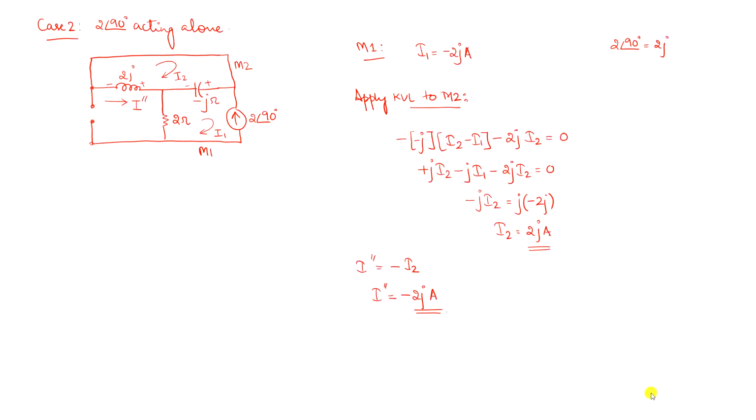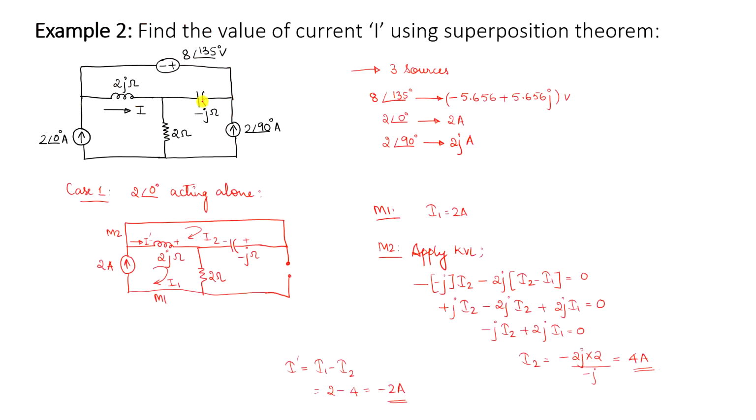For case 3, we have one voltage source that we have to consider, and these two current sources have to be considered as open circuit. So connect the voltage source, make the two current sources open circuit, and then solve. So that would be your case 3: 8 angle 135 degree volt acting alone.